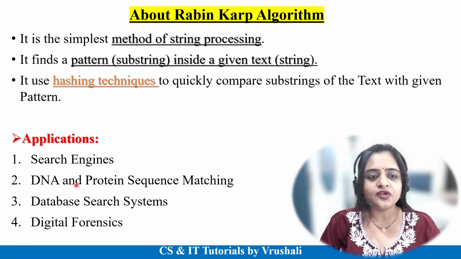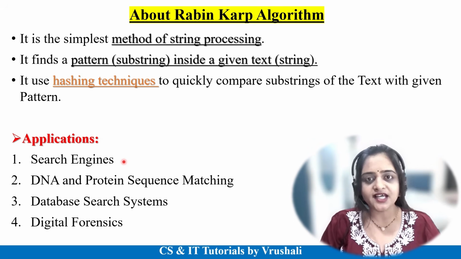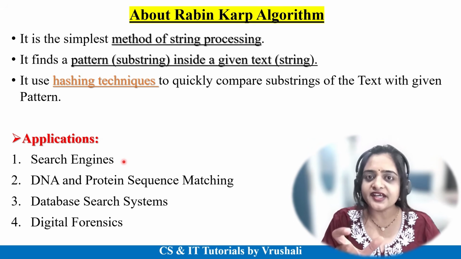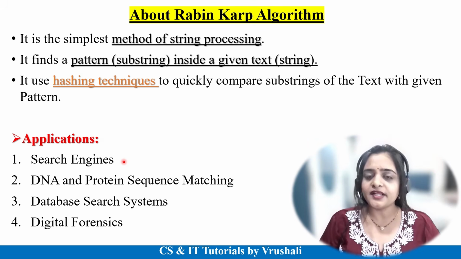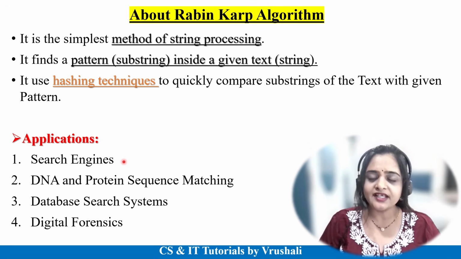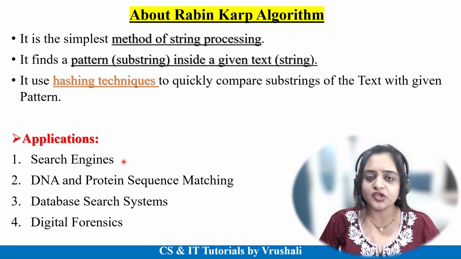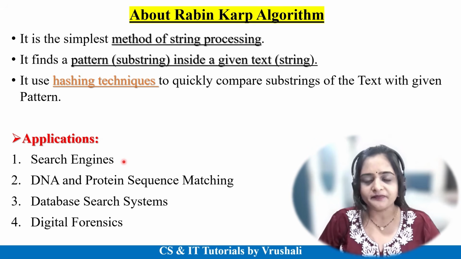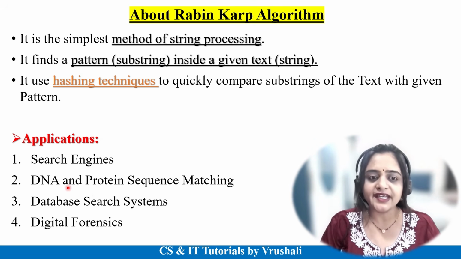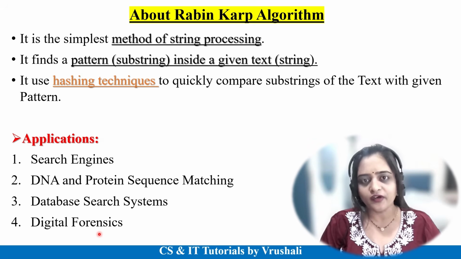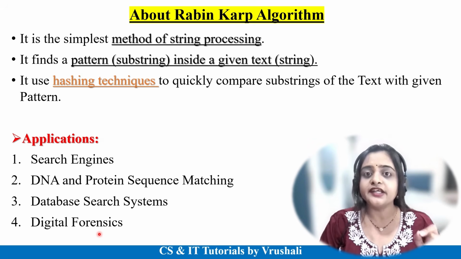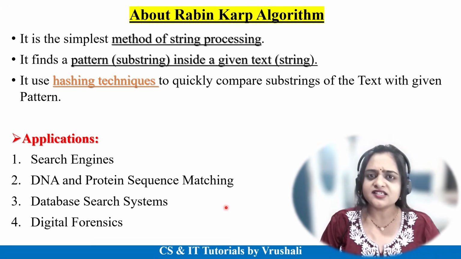Now, the Rabin Karp algorithm is generally used in search engines. For example, suppose you search the keyword engineering on Google. Google will display all the websites, PDFs, and Word files where the engineering keyword exists, right? So this is called the Rabin Karp algorithm working. Basically, they find a particular word in a vast amount of data. Again, the Rabin Karp algorithm is used in DNA and protein sequence matching, in database search systems, and also in digital forensics to find a particular data, a particular word. So this is just a small theory about the Rabin Karp algorithm.